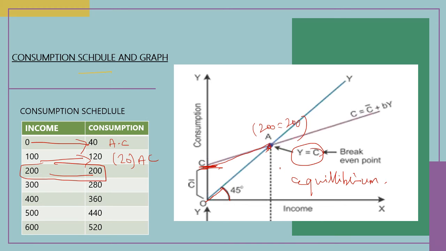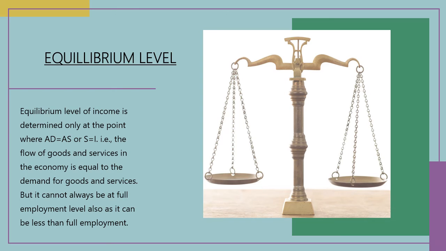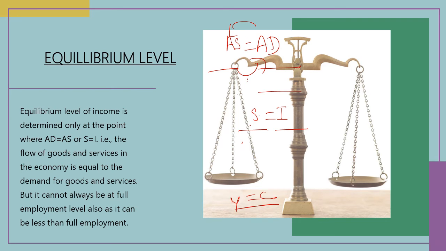Okay. Next one is equilibrium level. What is equilibrium level? Both have to be equal, right? At equilibrium level, we have two approaches. Aggregate demand equal to aggregate supply. Okay, aggregate demand equal to aggregate supply. Savings equal to investment. Two approaches we have. If demand and supply are equal, it is equilibrium. If savings and investment are equal, it is equilibrium. If income and consumption are equal, it is equilibrium. So where both are equal, that place we call the equilibrium level.